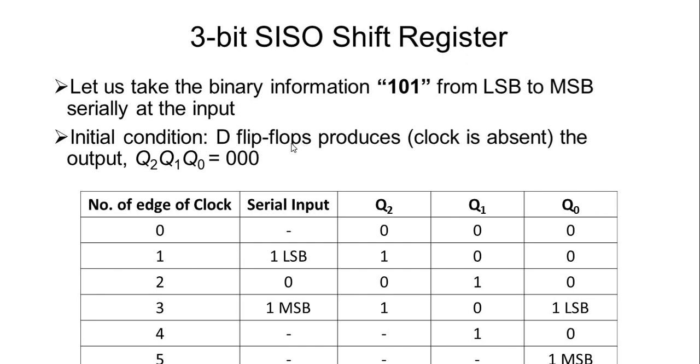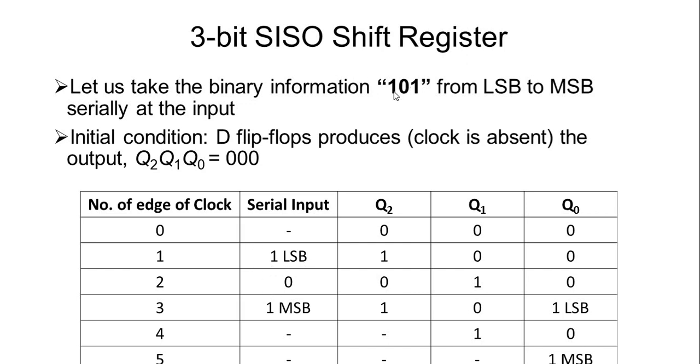Since we have set all the flip-flops to reset, which means in the absence of clock, I'm having all the outputs, right? So from the flip-flops, that is Q2, Q1, Q0, all are 0. So that is what the table shows. I am not applying any clock. I'm not giving any input. My outputs of the flip-flops are 0 0 0. So let's pass on the first bit.